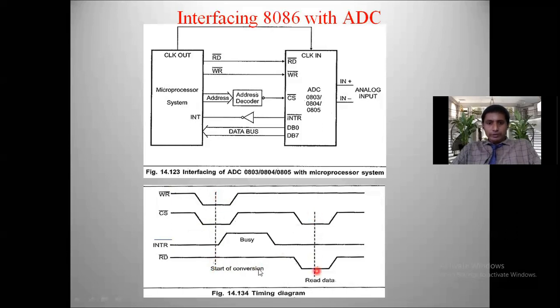Conversion, for example, ends here. Then during the conversion time, what happens? INTR bar, whenever the conversion starts, INTR bar must be high, nothing but busy, high. Later, when the conversion is completed, for example here, what happens? INTR bar is low, which indicates that the conversion process is completed.